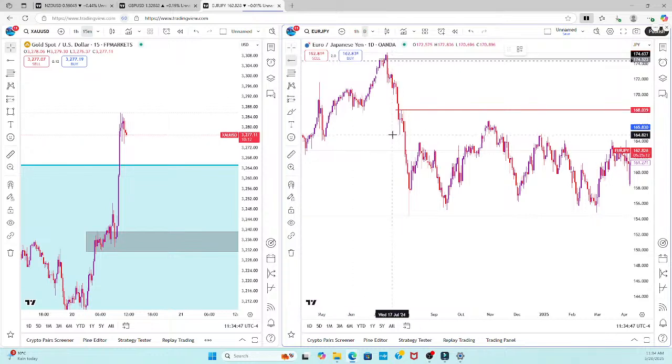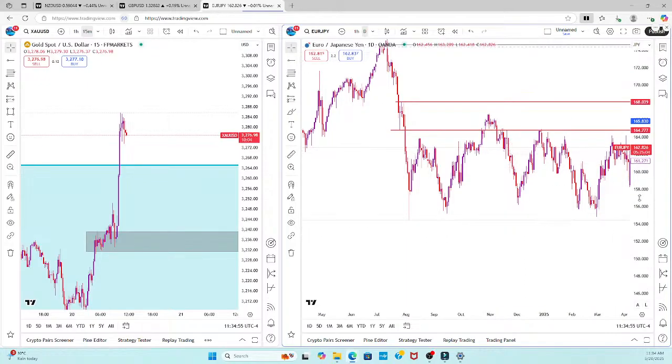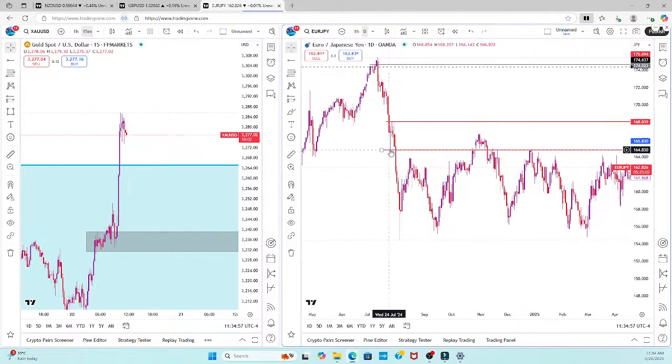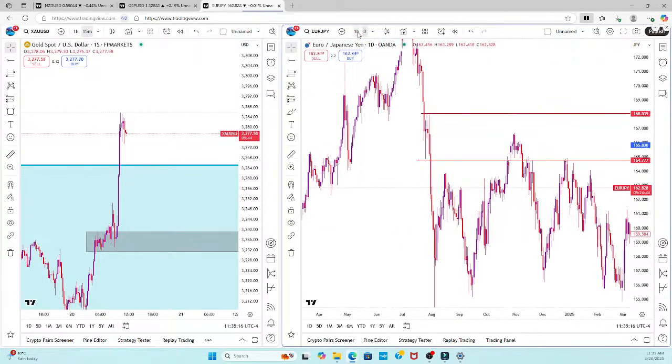Let me actually mark it. So right here we had this resistance. This is the previous lower low, and this is the current low right here. So basically it went back to do a retest. We had an internal resistance here. Can't really see it on the daily time frame.